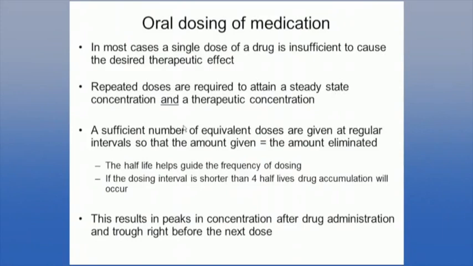So, in most situations, repeated doses are required to attain a steady-state concentration and a therapeutic concentration. That's an important concept. You want to attain a steady-state concentration and you want to attain a therapeutic concentration. In order to achieve this, we administer a sufficient number of equal doses at regular intervals so that we reach this steady-state concentration, amount given equals the amount eliminated, but also that reaches a therapeutic concentration. So we can't do this whole assessment of steady-state concentration without having an appreciation for therapeutic concentration, which we'll talk about in later classes.